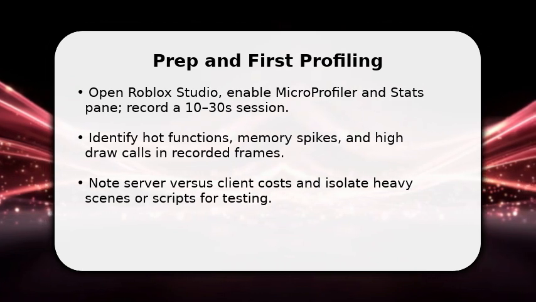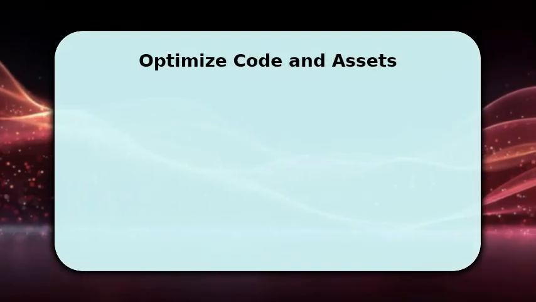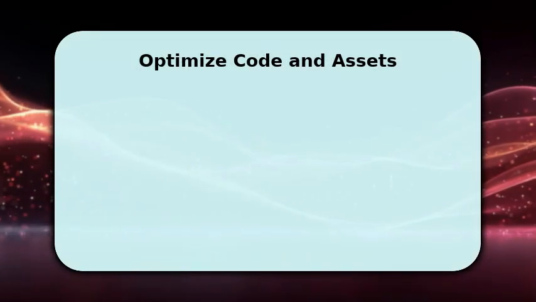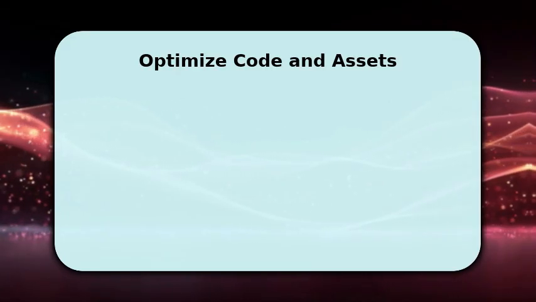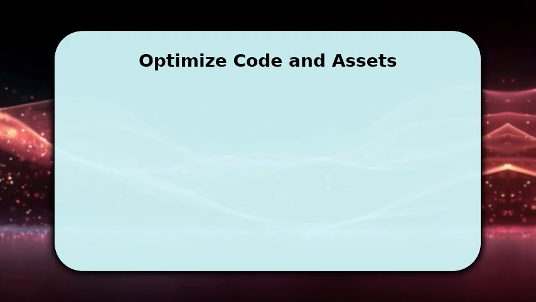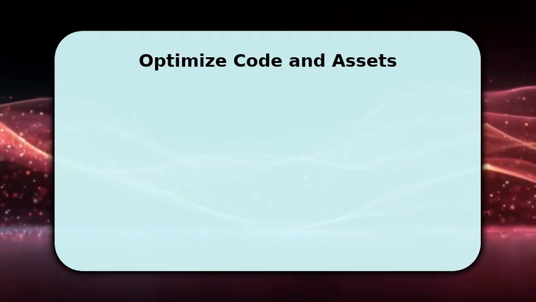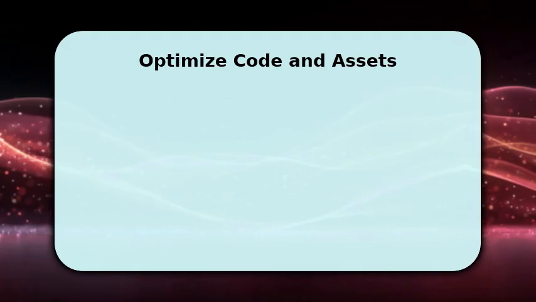You now refactor and reduce costs. Replace per-frame heavy loops with events or coroutines, cache lookups instead of repeated get calls, and simplify math where possible. Once optimized, batch network messages and debounce input so remote events aren't spammed.